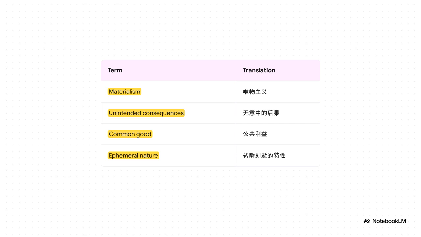Common good, 公共利益. A brilliant term for advocating for Canadian public resources like community centers or libraries. And finally, ephemeral nature, 转瞬即逝的特性. A beautifully complex phrase to describe fast fashion or fleeting social media trends in writing task 2.